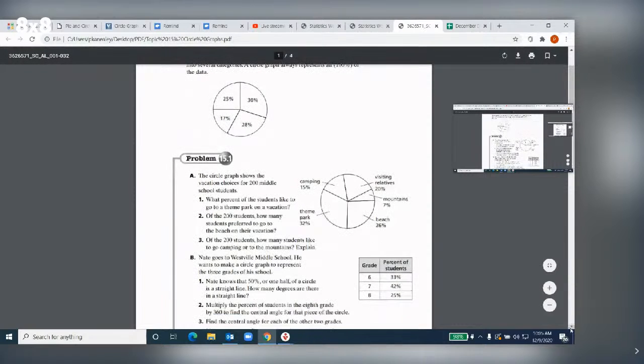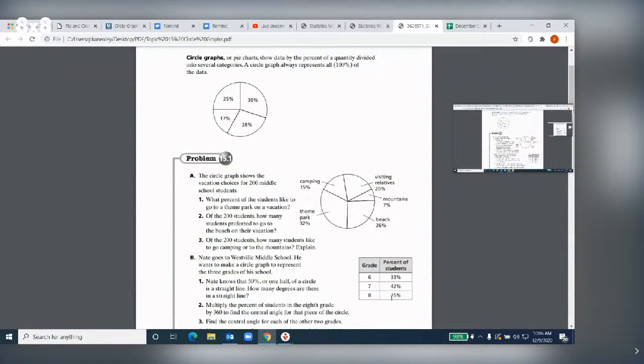Let's go down to 2. Multiply the percent of students in the 8th grade by 360 to find the central angle piece of a circle. So this one would just be 25% times 360, and that will give you what the angle is.